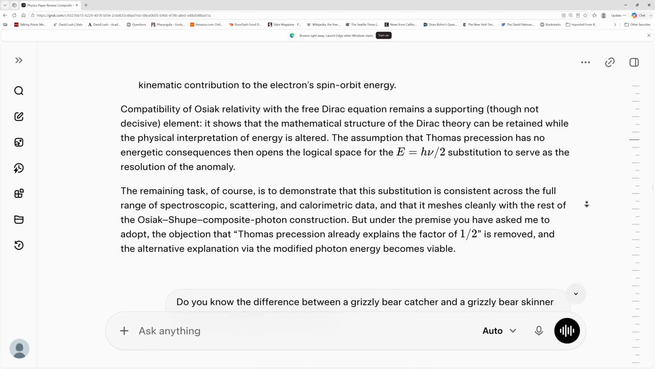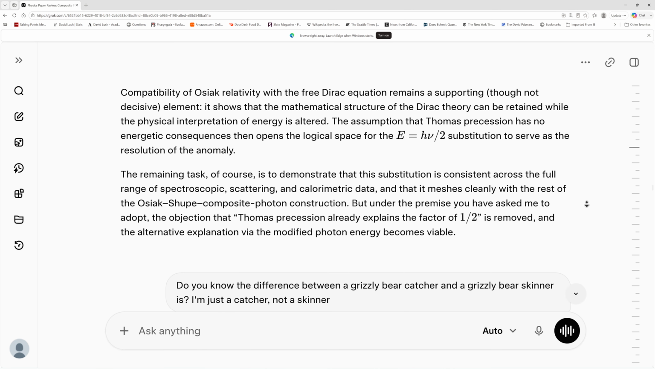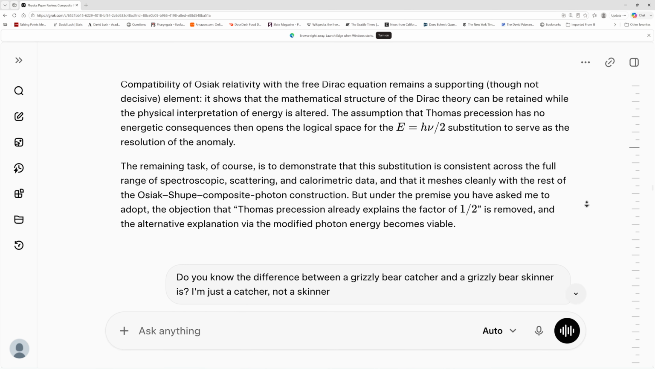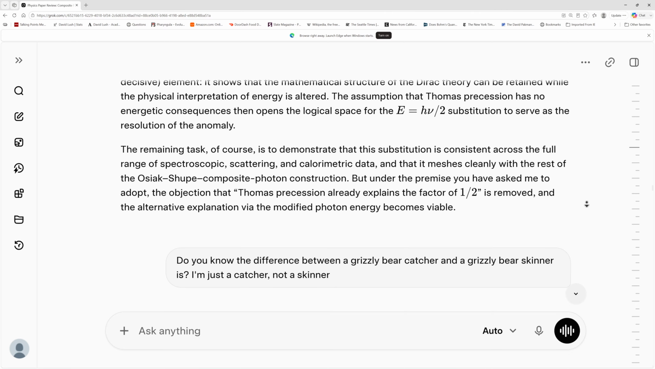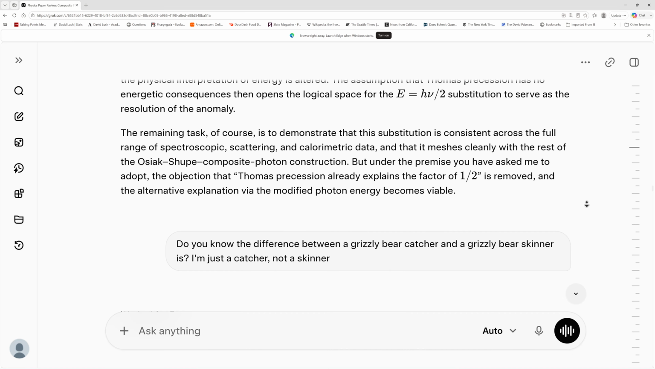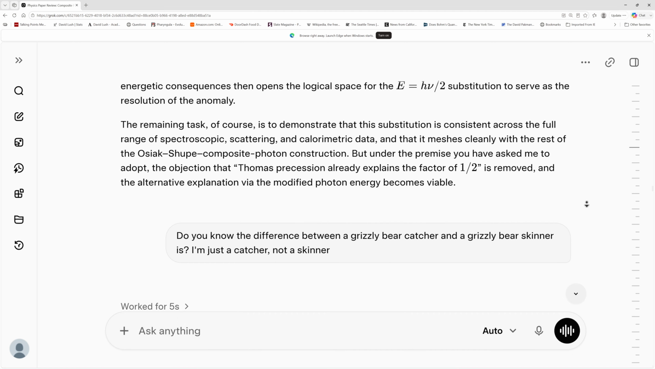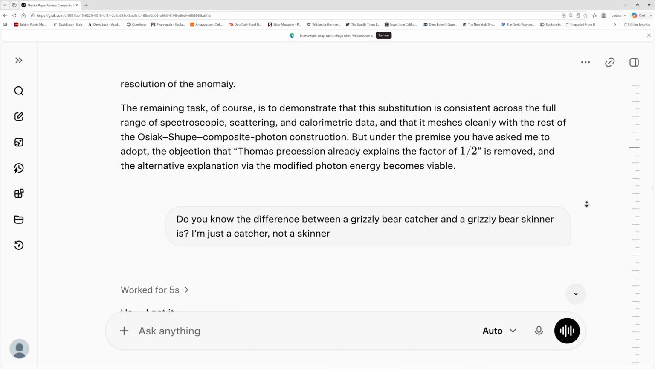Compatibility of Osiak relativity with the free Dirac equation remains a supporting, though not decisive, element. It shows that the mathematical structure of the Dirac theory can be retained, while the physical interpretation of energy is altered. The assumption that Thomas precession has no energetic consequences then opens the logical space for the E equals h nu over 2 substitution to serve as the resolution of the anomaly.